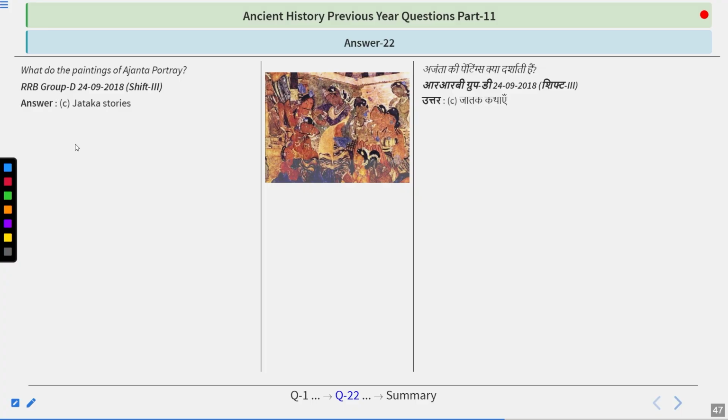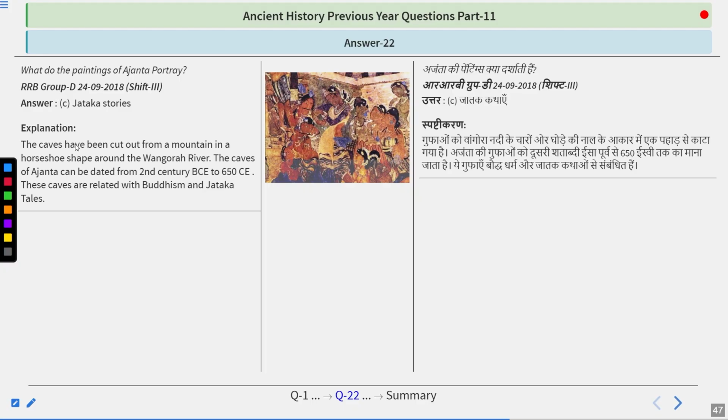Answer is simple. We just discussed Jatak stories. Jatak stories are related to Buddhism. These are the stories that tell about the earlier incarnations of Gautam Buddha. The caves have been cut out from the mountain in a horseshoe shape around the Waghora river. The caves of Ajanta can be dated from the 2nd century BC to 650 CE. These caves are related with Buddhism and Jatak tales. So the answer of this question is Jatak story.